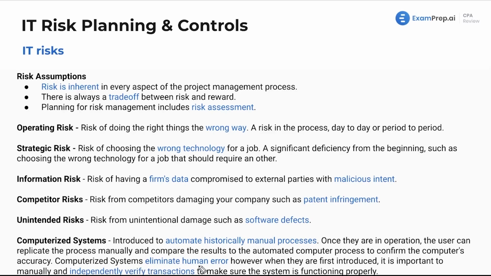Computerized systems eliminate human error, and boy, do I provide a lot of error out there. However, when they are first introduced, it's important to manually and independently verify transactions to make sure that the system is functioning properly. Computers are great, but if you initially establish the computer, you set it up to not perform great, then it's going to just exacerbate what you established. So that is a great reason to verify it independently and manually. All important points to make note of for computerized systems.